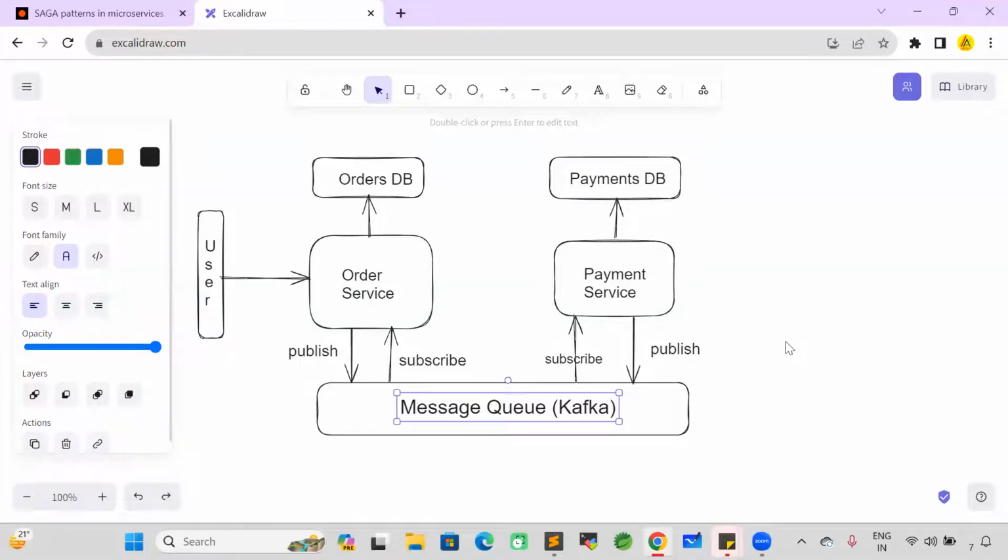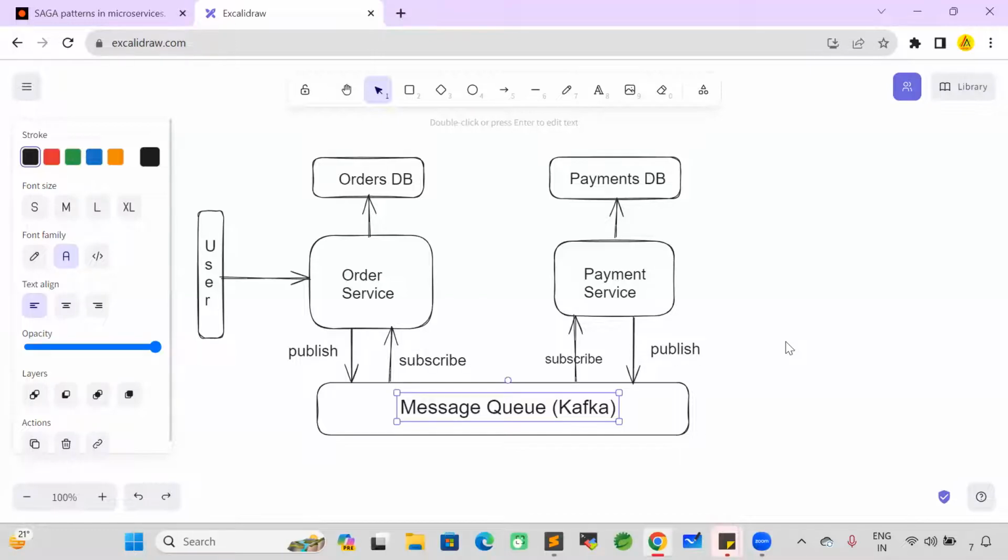Okay, so the order will be placed by the user, then one event will be triggered, which will publish a message to the Kafka topic. When the message is stored in the Kafka topic, the subscriber, the payment service, will subscribe to that message. Okay, order is placed, then payment should happen. The payment processing will happen. Payment, if it is successful, publish a message. If it is a failure, publish a failure message.